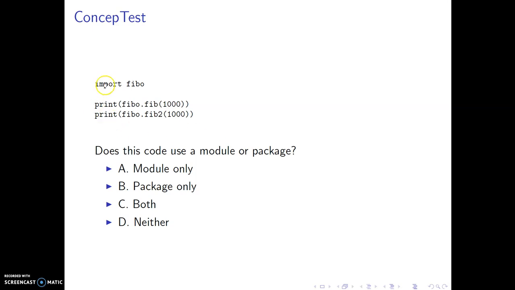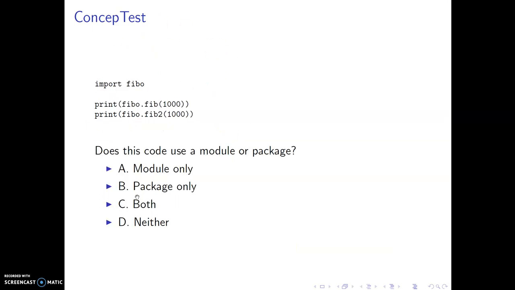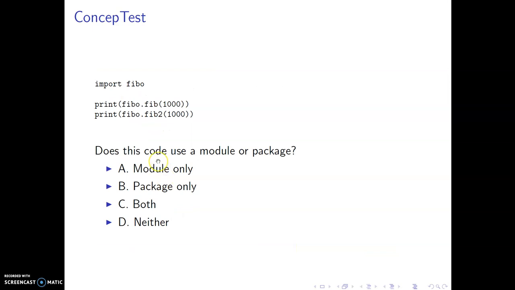So if I say import fibo, fibo again contains all of this code. It's a PY file, okay? And then I say print fibo.fib(1000) and print fibo.fib2. Remember, this one's fib, this one's fib2. Does this code use a module or a package? Think for a moment. Your options are module only, package only, it uses both, or it uses neither. Okay, so remember, and I hopefully will remember to attach the fibo.py file, it is a Python file, and we're importing it as a module. So this is a module, A.